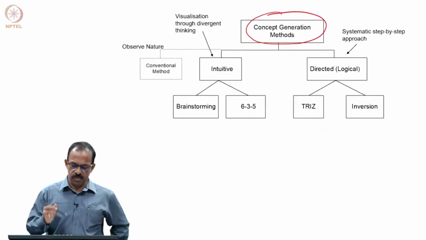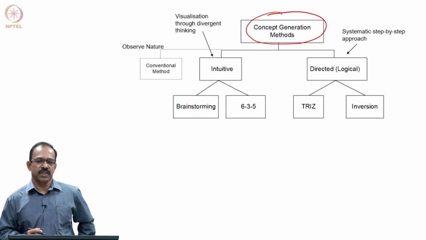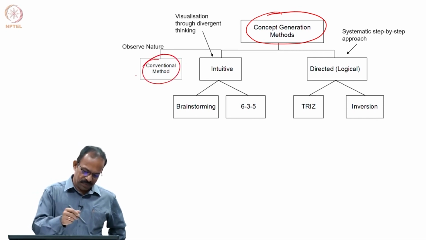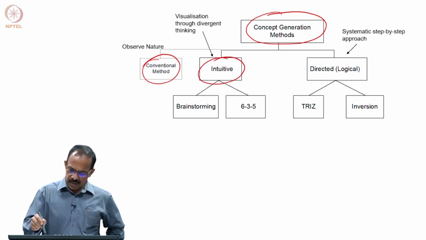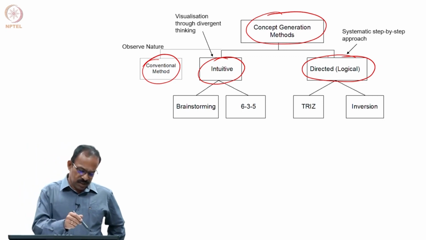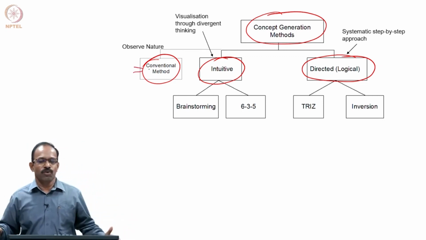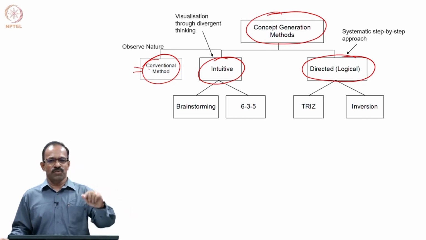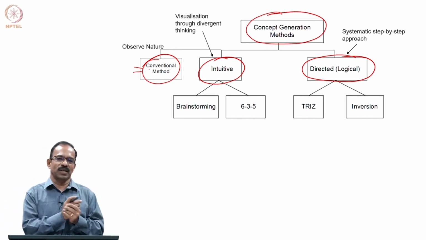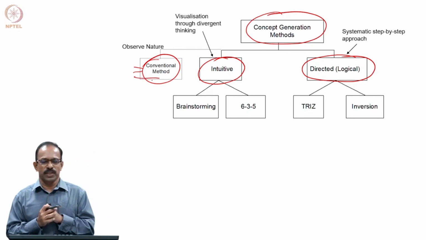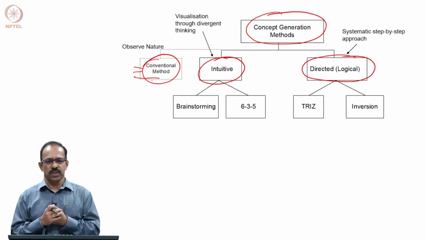The concept generation methods can be classified into mainly 3 categories. One is the conventional methods, the other is known as intuitive methods, and the third is known as directed or logical methods. The conventional method is the one which we normally follow without really going through a very structured method. We look at nature and see the ways in which nature solves a particular problem, try to copy that, or see whether our problem can be solved using that. That is basically the conventional method of design, observing nature.